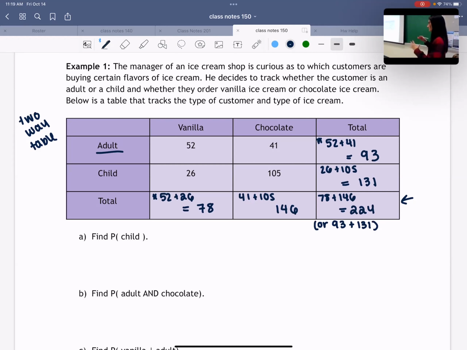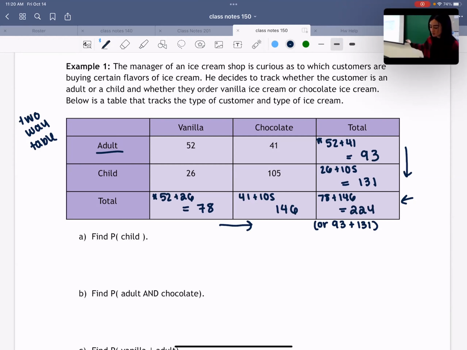Now, what I like to do is when I find these totals, it's a good way to check to see if you're on the right page. If you add down and add across, you should get the same number. If you're not getting the same number, you might want to check your calculations again. Any questions so far? Now, when we have a table like this, it actually makes it really easy to find conditional probability.